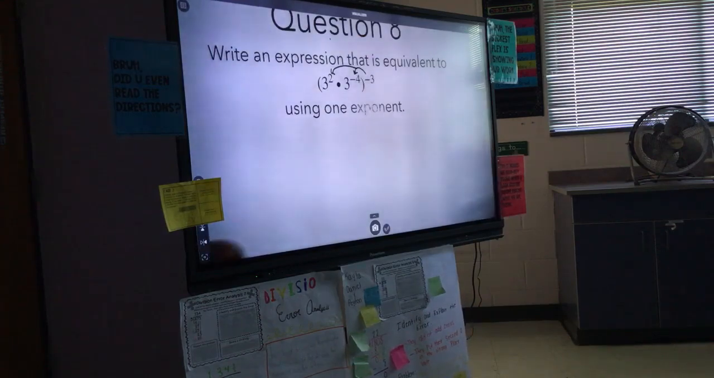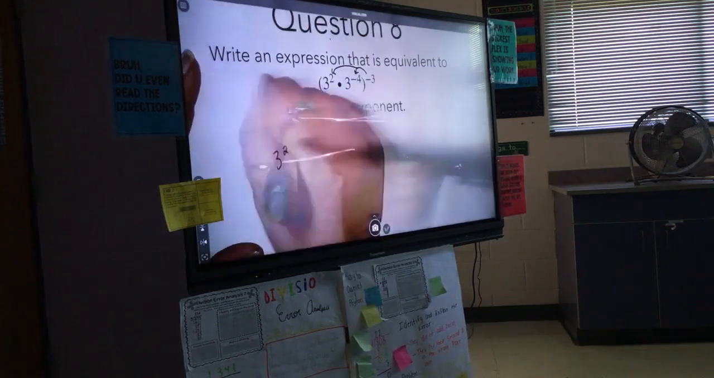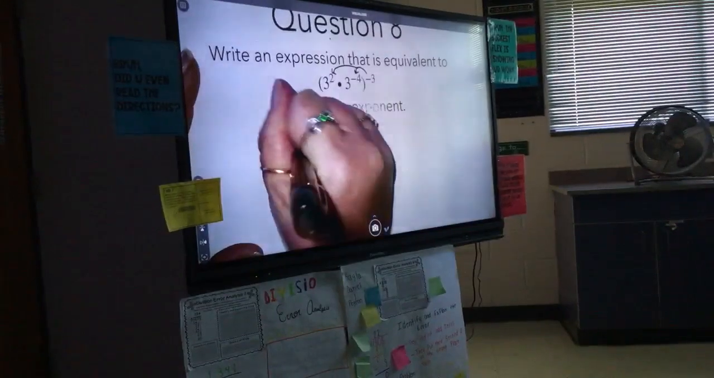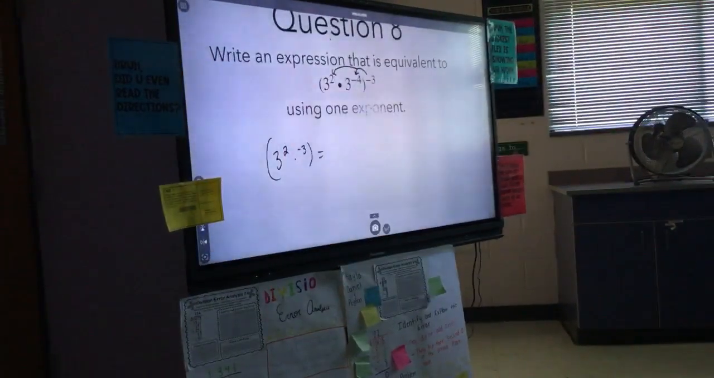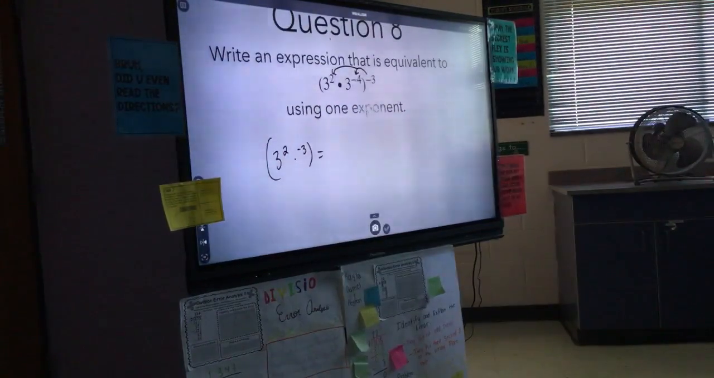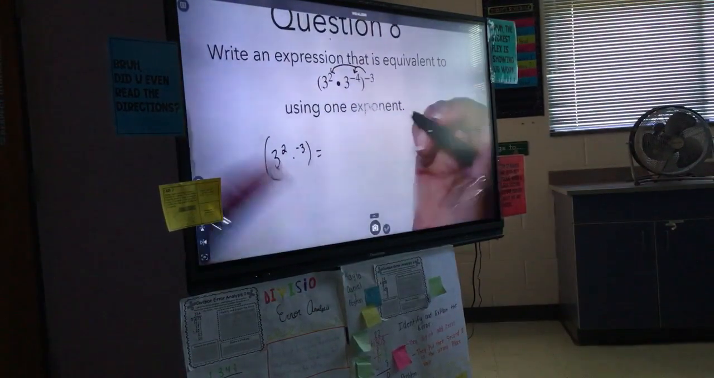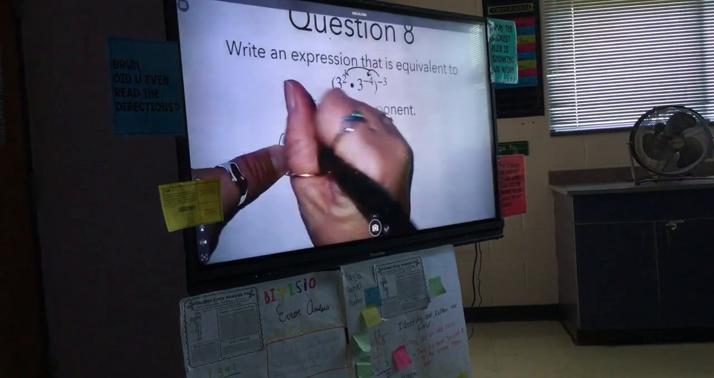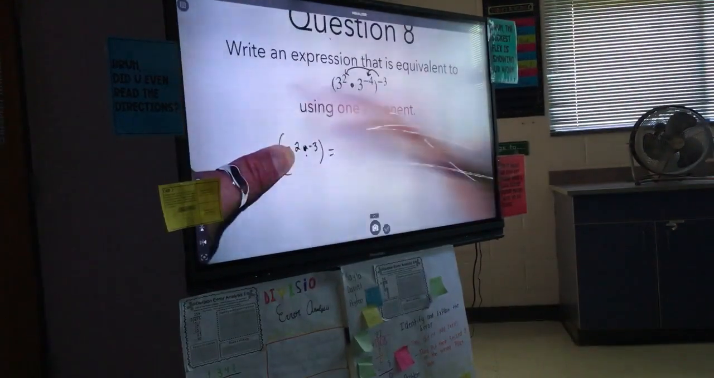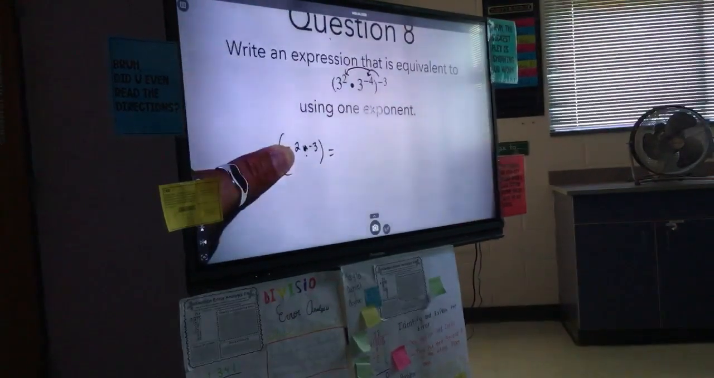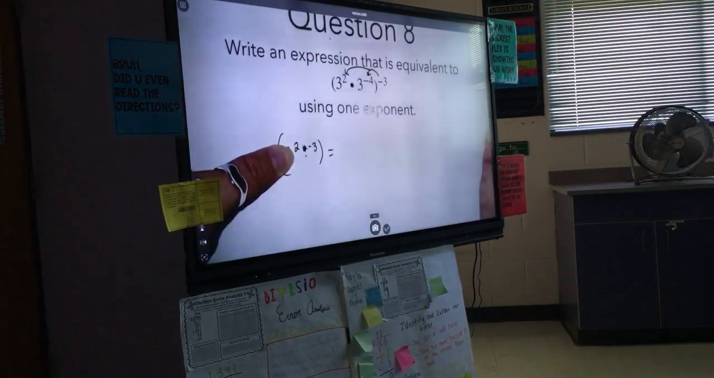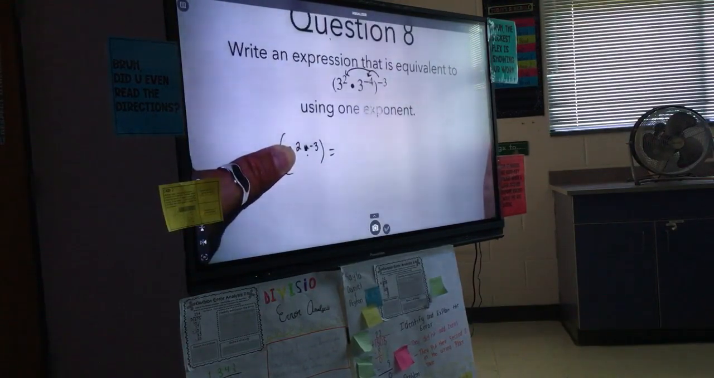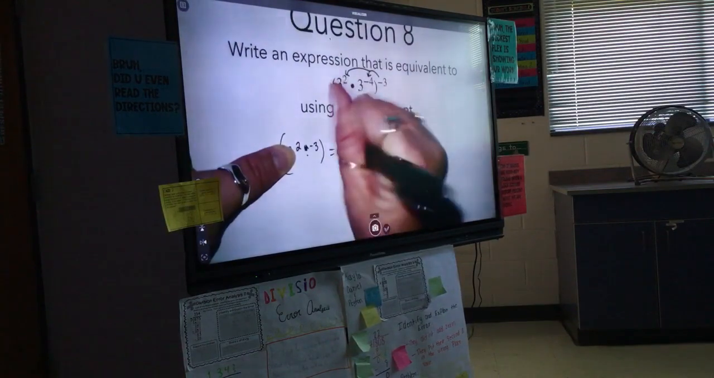So one way to do this is to do 3 squared times a negative 3. However you want to write it. What I care about is this. All right, so we're multiplying. 2 times a negative 3 gives us what? Negative 6. So we have 3 to the negative 6th power.